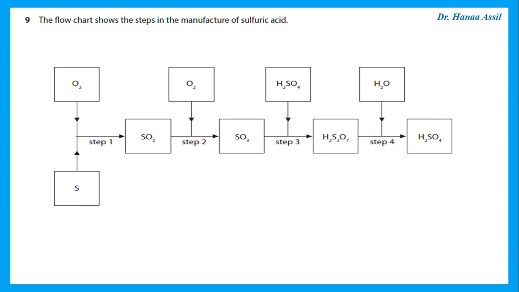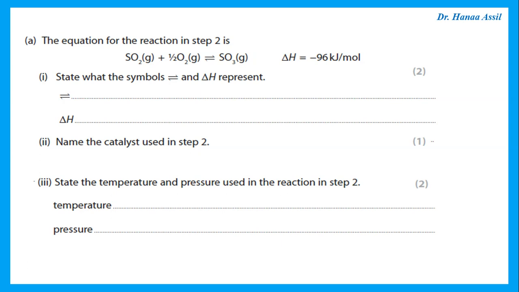This question talks about the manufacture of sulfuric acid. The equation for the reaction in step 2 is this. What does this symbol mean? Remember, this symbol in any equation means that the reaction is a reversible reaction. What does delta H mean? Please do not write delta H, D-E-L-T-A. We call it delta H, but it represents what? It represents enthalpy change or heat change.